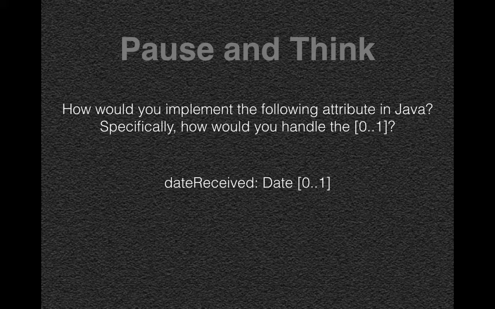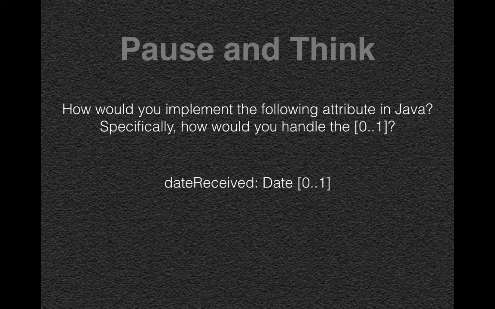Okay, the 0 to 1 on the date received attribute means that putting the date on the order is optional. I'm guessing that most Java programmers would implement this by creating a date received field of type date and allowing it to be null. Null meaning that the order does not have a date. Whether or not you allow the date to be null, you're probably going to provide a method in the order class that checks if there is a date. For example, has date received.